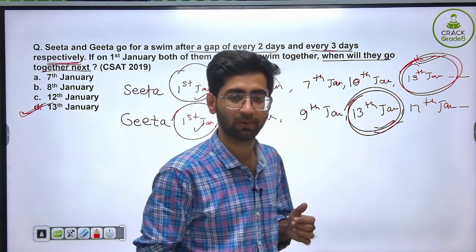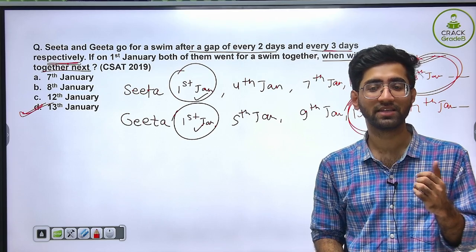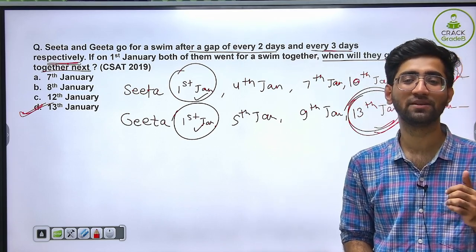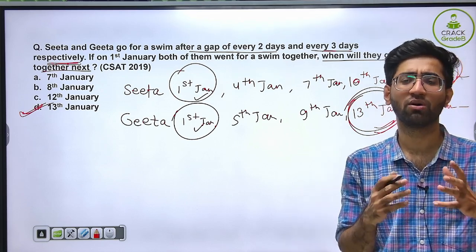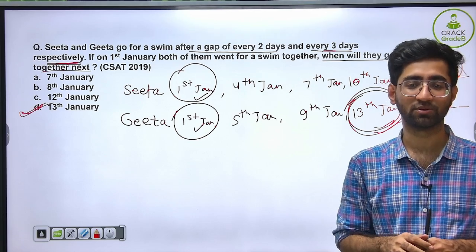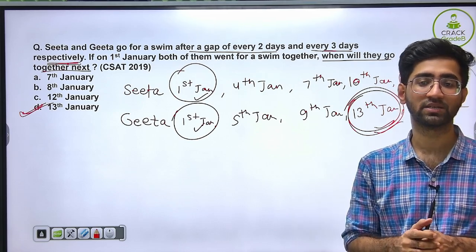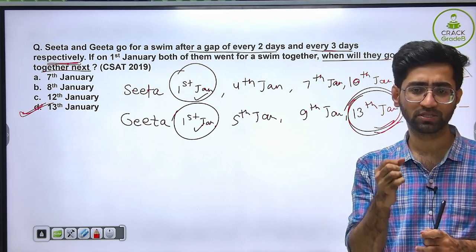As I have told you always, CSAT has asked easy and medium level questions. You just have to identify those easy and medium level questions, and you have to invest all of the time that you get in the CSAT paper on those questions. You should have the ability to identify difficult questions, and you should have the guts to skip those difficult questions within seconds.